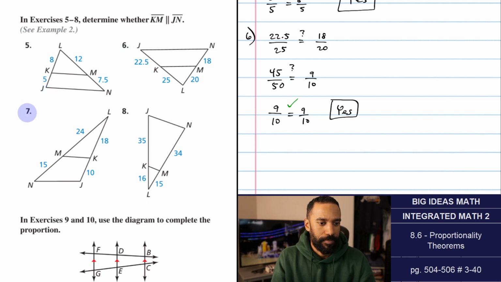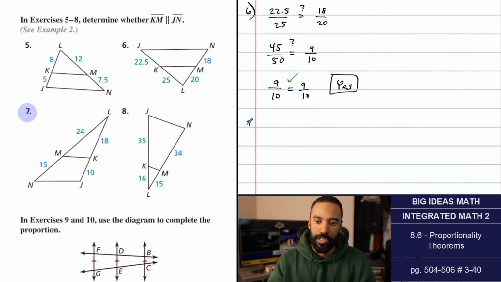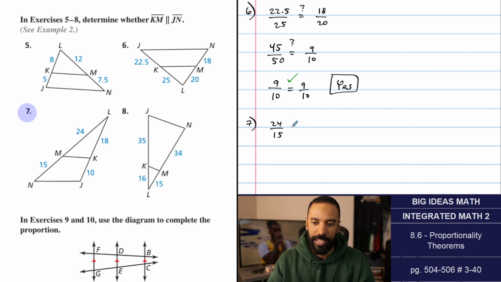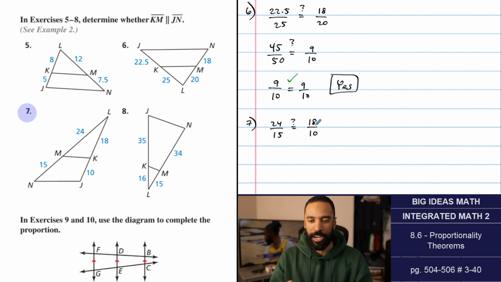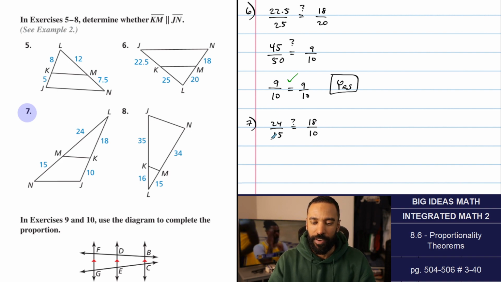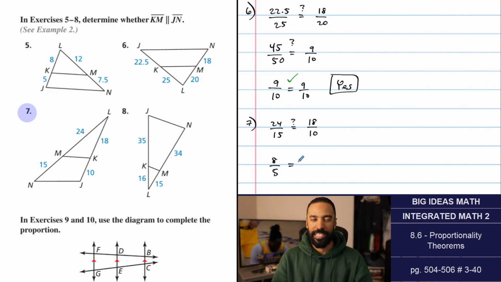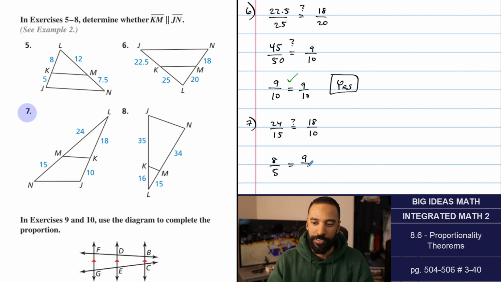Number 7. Imagine we get to get some no's here in a moment. So number 7, let's try 24 over 15. Is this the same as 18 over 10? At least it's easy fraction reduction, so let's try that. Divide these by 3. You just saw this before. This is 8/5. And 18/10, you can divide those by 2, and you get 9/5.